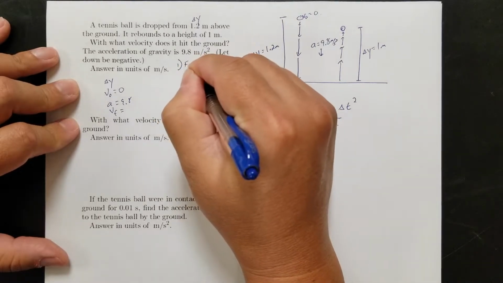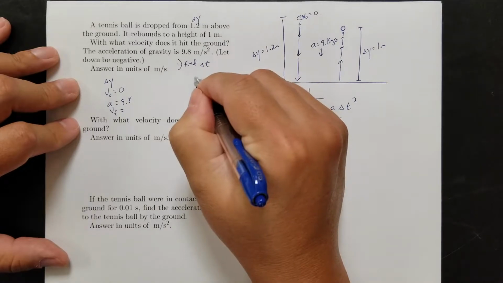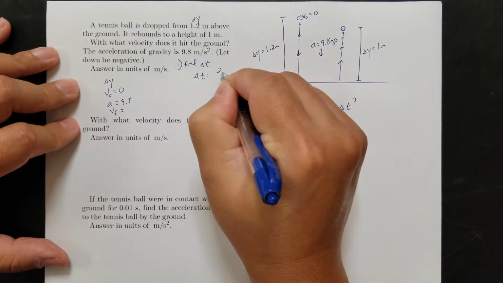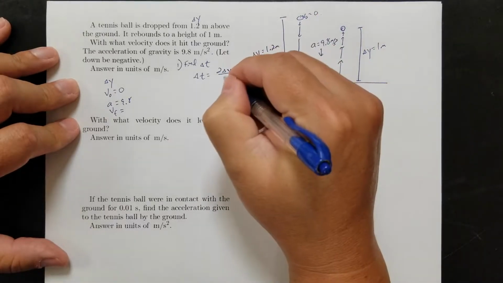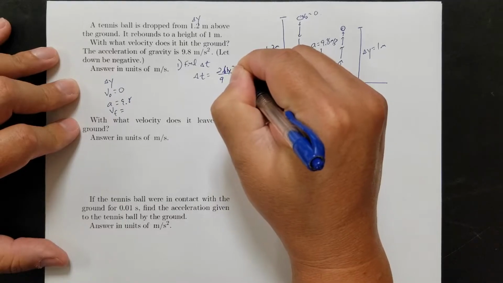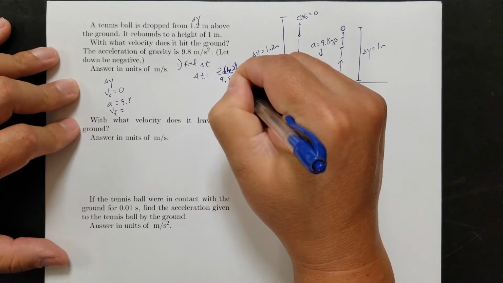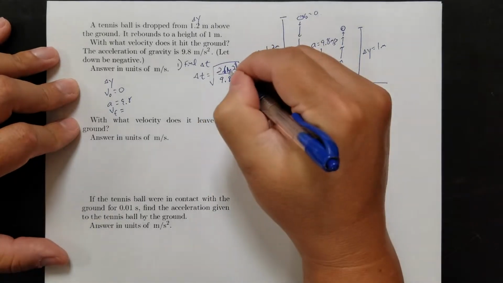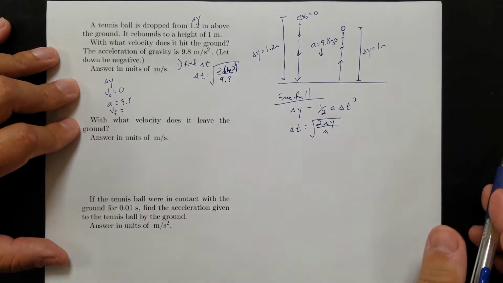So first, we're going to find the time. So my time is the square root of 2 times my height, which is 1.2, divided by, I should have put 1.2. Just pretend I wrote it right. Over 9.8, square root of that. So I'm going to do 2 times my 1.2 divided by 9.8. That's going to give me a time.